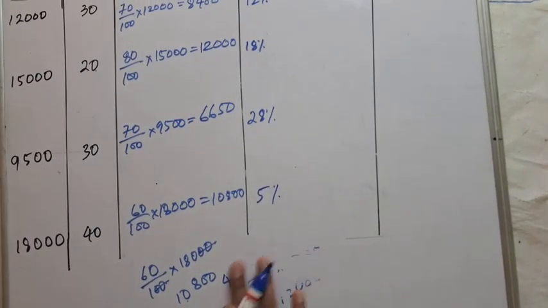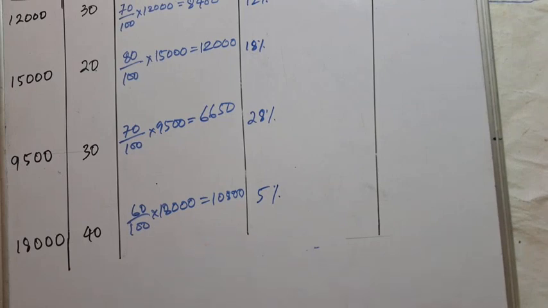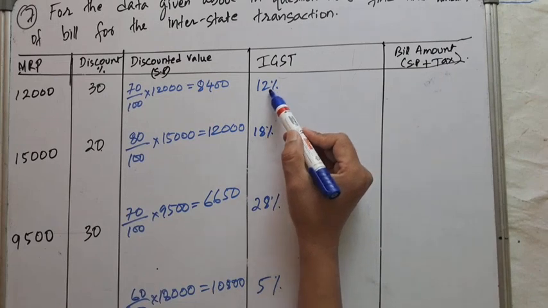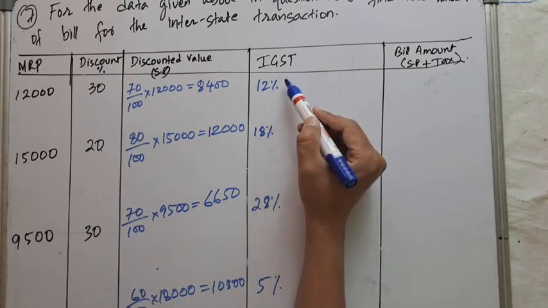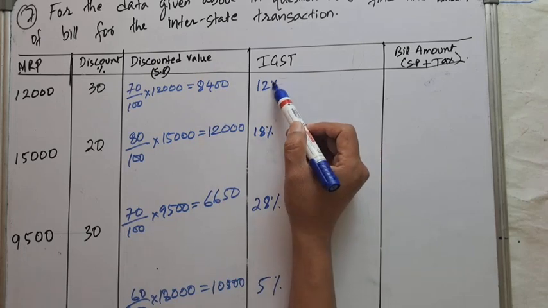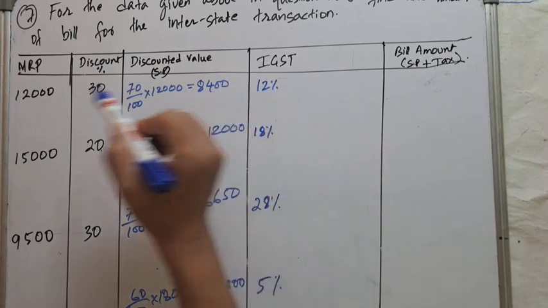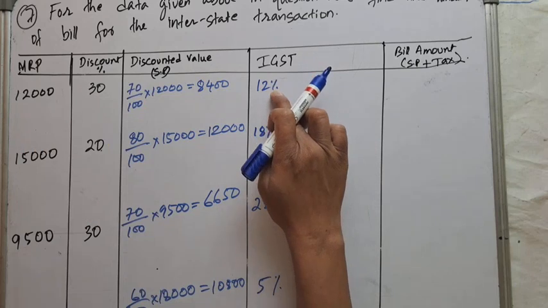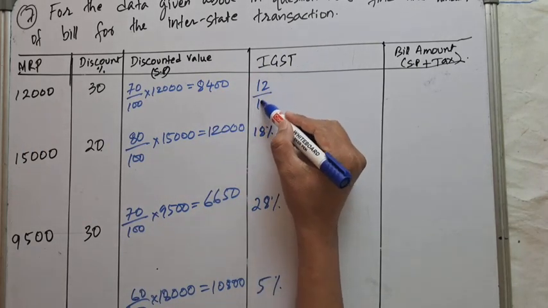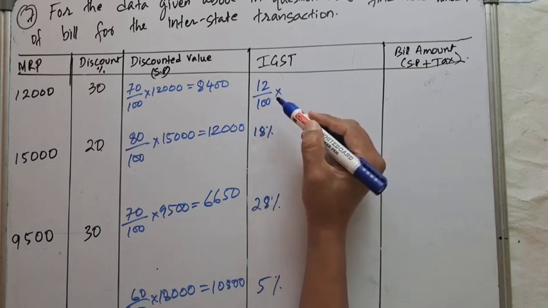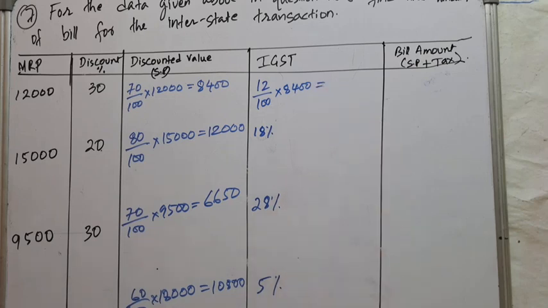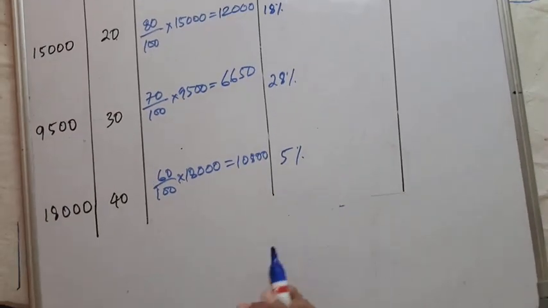Now let us calculate the IGST or the tax. So we have 12% tax, which means 12% of the selling price. Please remember, tax is always calculated on the selling price, never on the market price. 12% means we write 100 in the denominator, and of means into 8400. This will give us 12% of 8400.